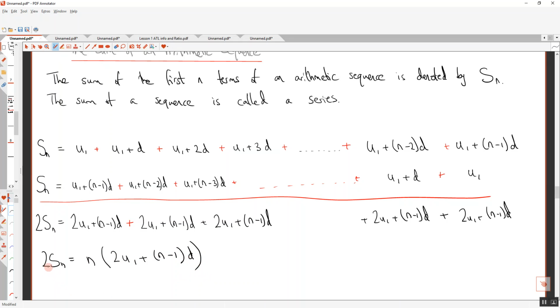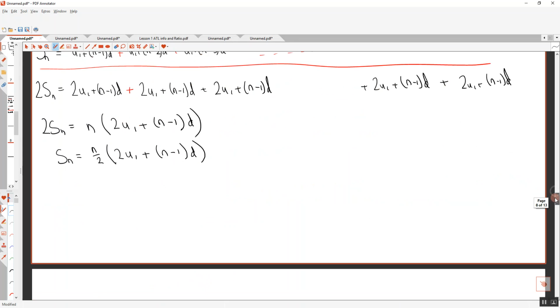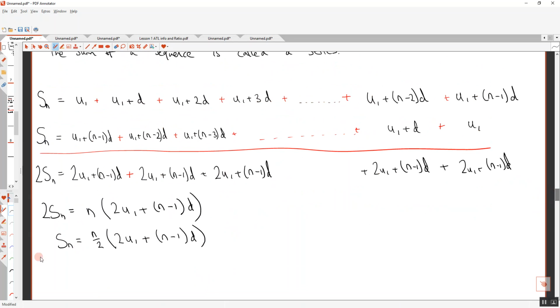And then I don't want 2 of the sums, I only want 1, so I have to divide both sides by 2. And that gives me my formula of n over 2, 2u1 plus n minus 1d. And that is the formula for the sum of the first n terms.